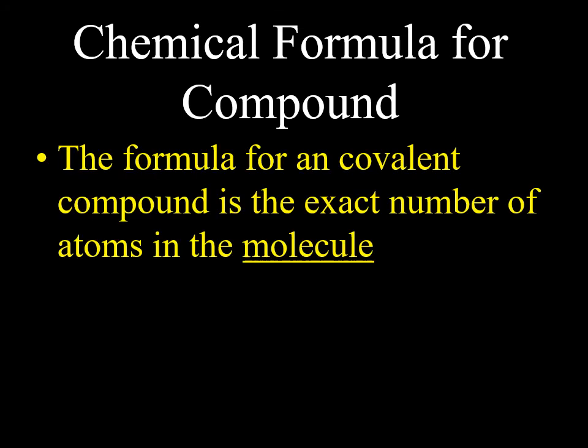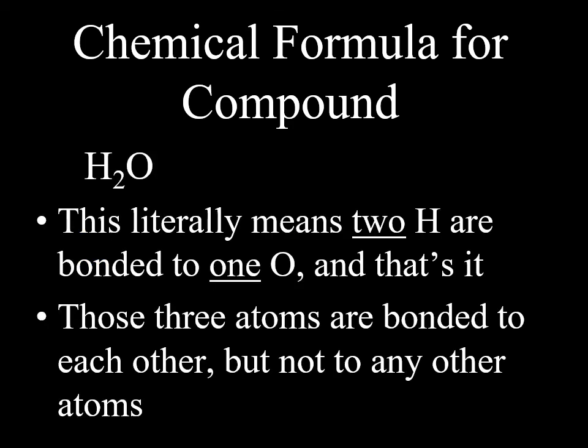Chemical formula for the compound is the exact number of atoms in the molecule. This is different than ionic because ionic is about a lowest whole number ratio. That's not what the formula means for a covalent one. It's telling you exactly what the atoms are and exactly how many there are. So H2O, for example, it literally means two hydrogens are bonded to one oxygen, and that's it, nothing else. There's no array here. There's no continuous array. It doesn't mean you really have millions of hydrogens and millions of oxygens. They're just in a 2-to-1 ratio.